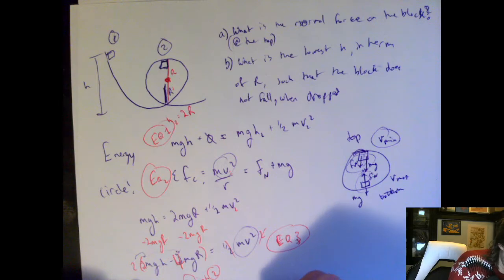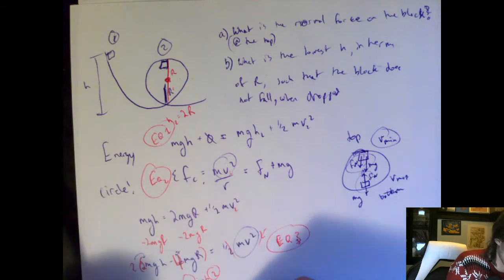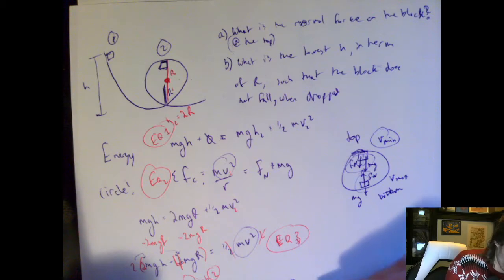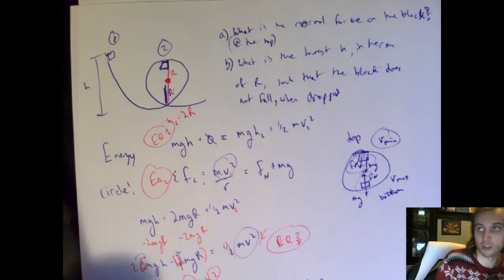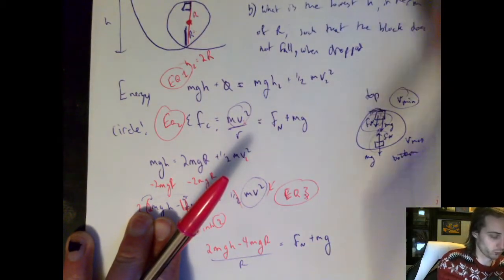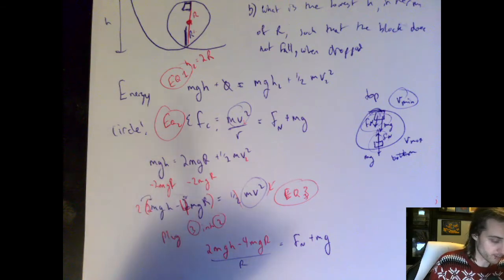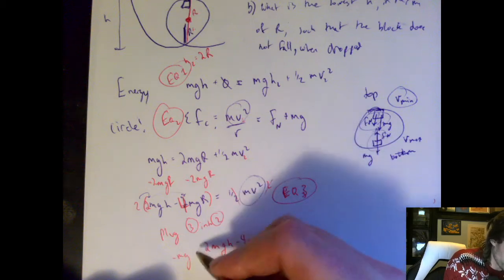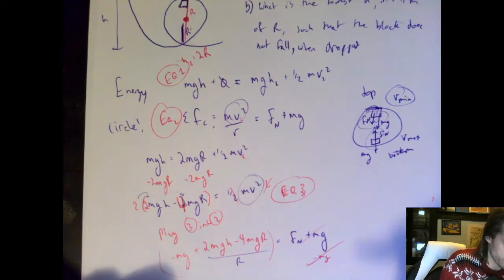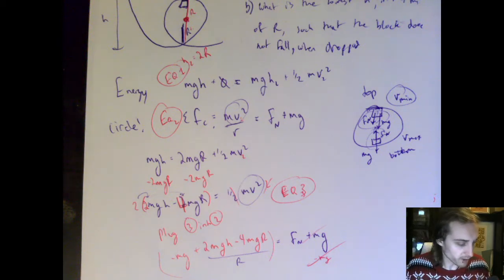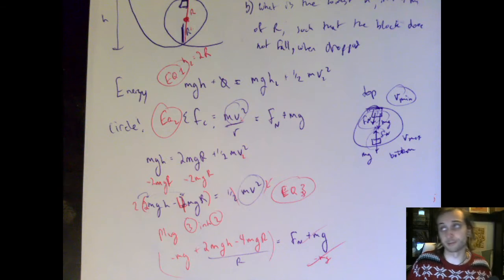And when we do that, we'll wind up with 2mgh minus 4mgr divided by r is equal to our normal force plus mg. So, from there, if we subtract off mg from both sides, we're good to go. Minus mg, and there's our normal force. I'm not going to put too much time into that because of a thing that'll happen soon.